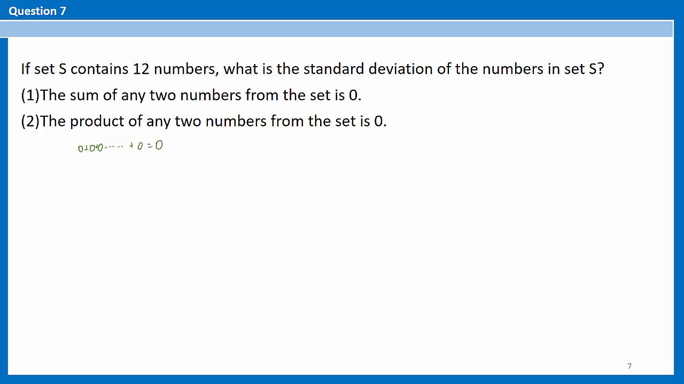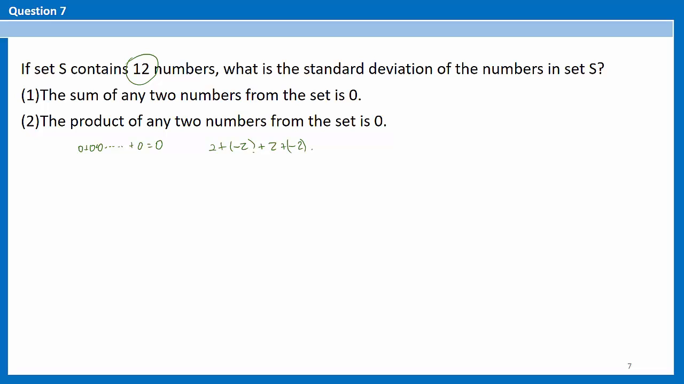Okay. Now, what if you were thinking maybe it can be a number and a negative number? For example, 2 and minus 2. Okay, but there are 12 numbers. Now, what does that mean? They can't all be 2 and minus 2, right?